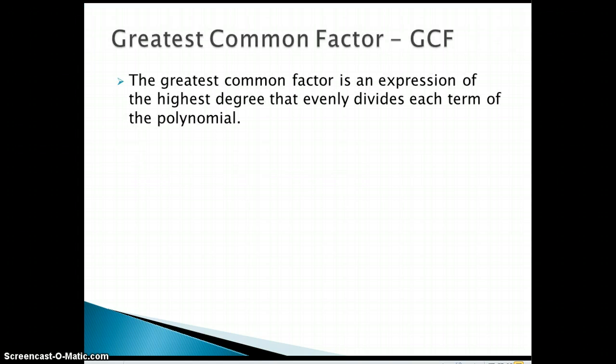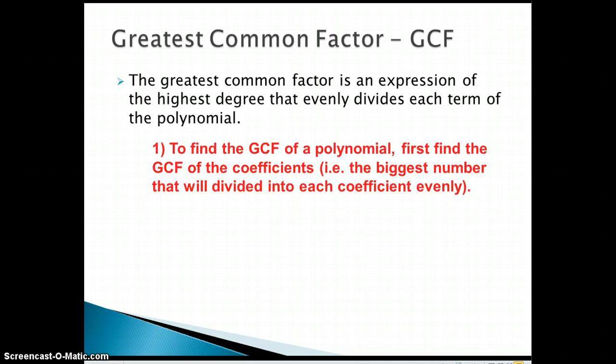The greatest common factor, and from now on we'll call that the GCF, is an expression of the highest degree that evenly divides each term of the polynomial. To find the GCF of a polynomial, first find the GCF of the coefficients, or in other words, the biggest number that will divide each coefficient evenly.